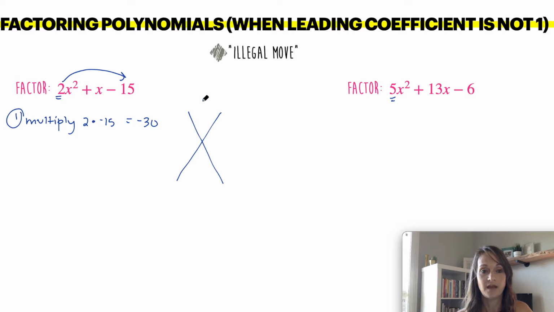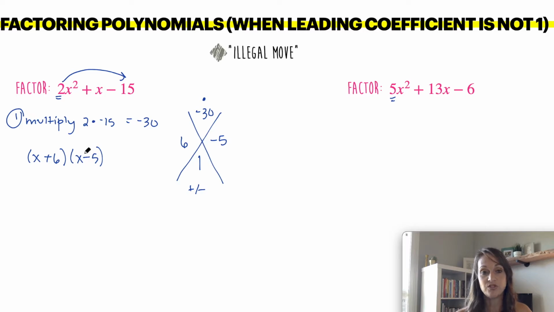What multiplies to give me a -30 and adds or subtracts to give me my inside number, which in this case is a 1? What multiplies to give you -30 but adds to give you 1? The answer is going to be 6 and then -5. Because 6 times -5 is -30, but 6 minus 5 is a +1. So we are going to write our factors just like normal. X plus 6, x minus 5.